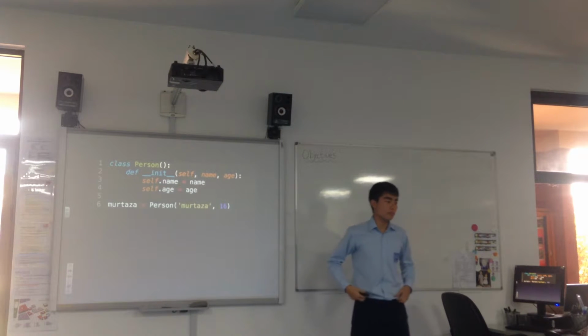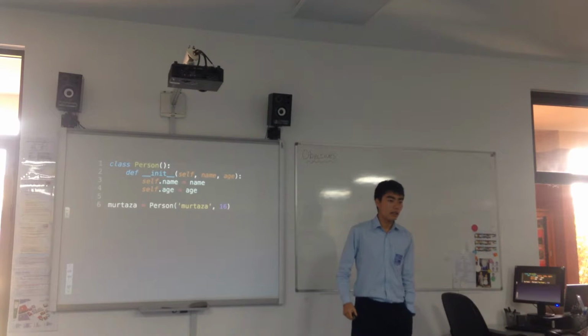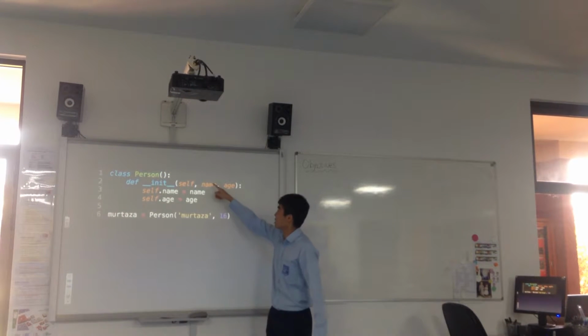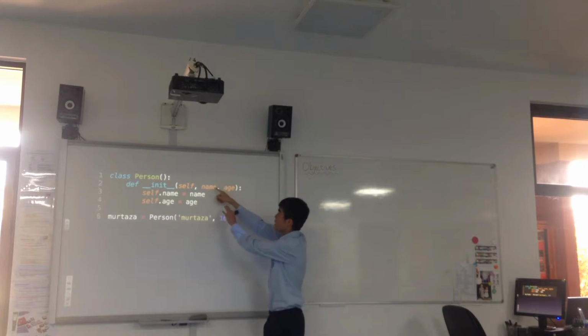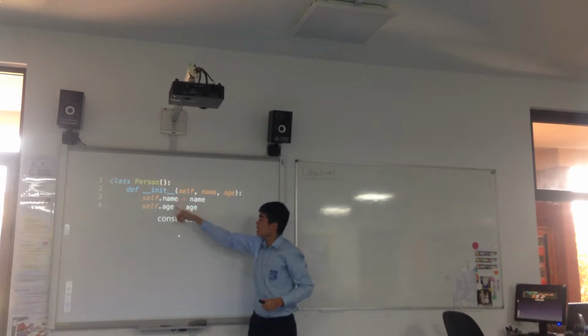Yes? You know when you do self.name? Yeah. Does it have to be name, or can it be anything? Basically, I should have named it differently to make it less confusing. Good question. But the parameters, name and age, are referred to here. That's what it is. This can be named anything.